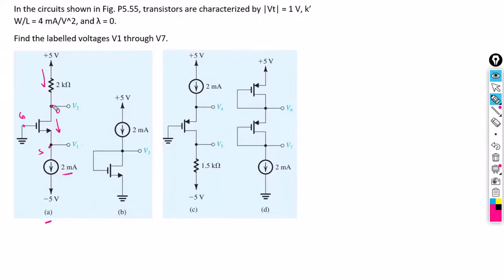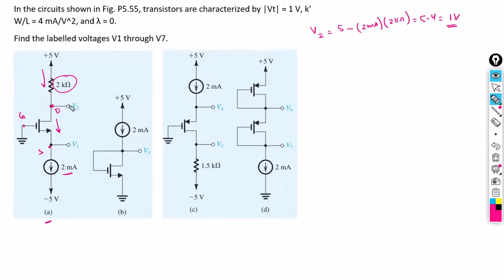So this V2 voltage can easily be determined by using this 5 volt and the current across this 2 kilo ohm resistance and the resistance itself. So we can write V2 as 5 minus the potential drop across this 2 kilo ohm resistance. So we can write 2 milliampere multiplied by 2 kilo ohm. So it will be 5 minus 4 equal to 1 volt. So the value for the V2 node is 1 volt.